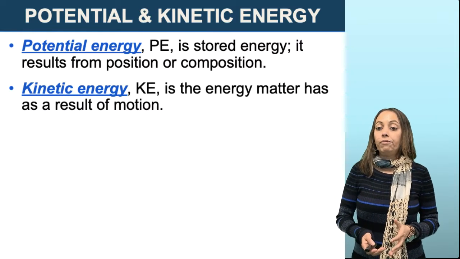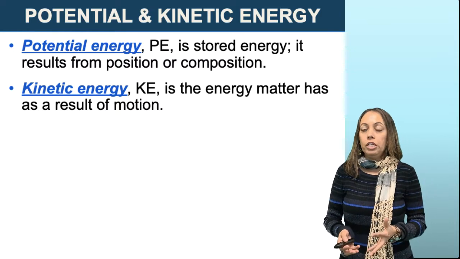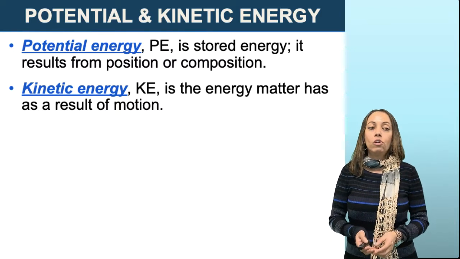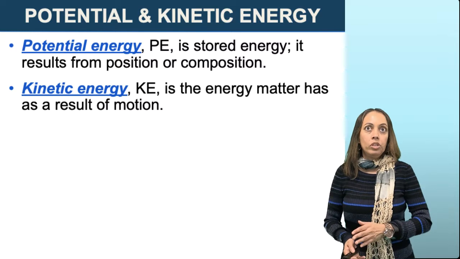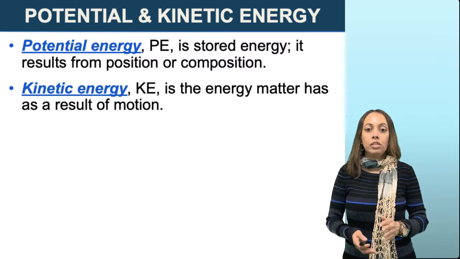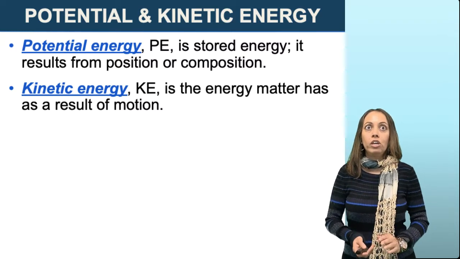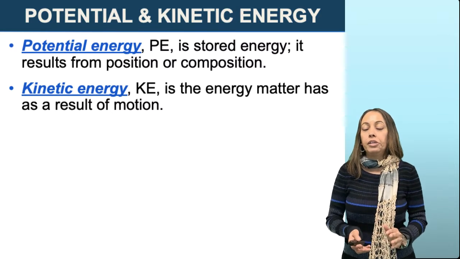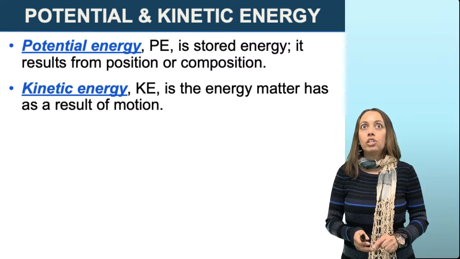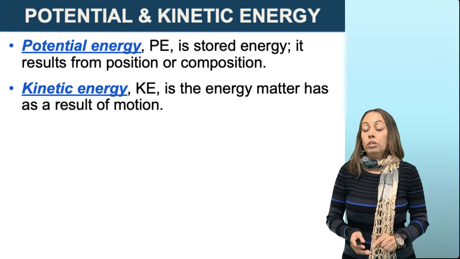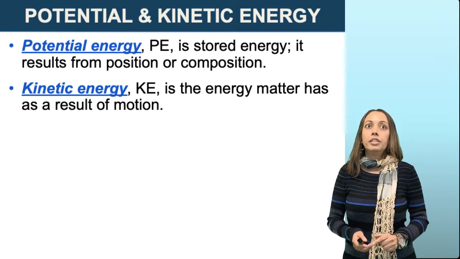So if you have, for example, a car parked in a parking lot, the energy in the car is potential energy. Whereas when the car starts moving and it's at 70 miles an hour or whatever on the freeway, that energy is kinetic energy. So in essence, potential energy is from position, what the object is made up of, and kinetic energy is a result of motion.